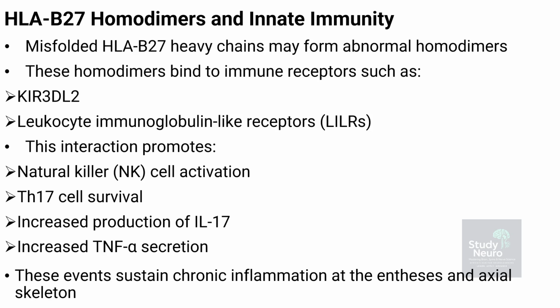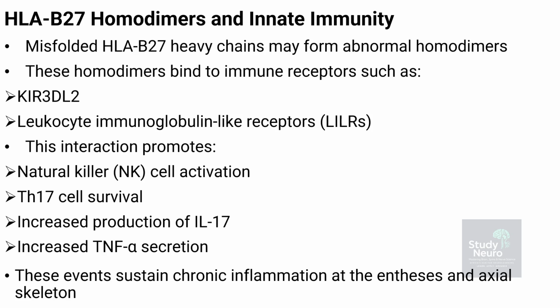Misfolded human leukocyte antigen B27 molecules can join together to form abnormal structures known as homodimers on the cell surface. These molecules are biologically active. They interact with immune receptors, such as killer cell immunoglobulin-like receptor 3 domain long cytoplasmic tail 2 and leukocyte immunoglobulin-like receptors, altering the behavior of several immune cells.